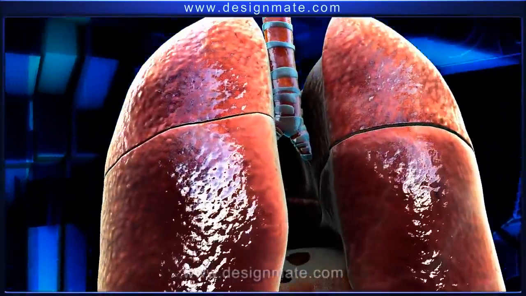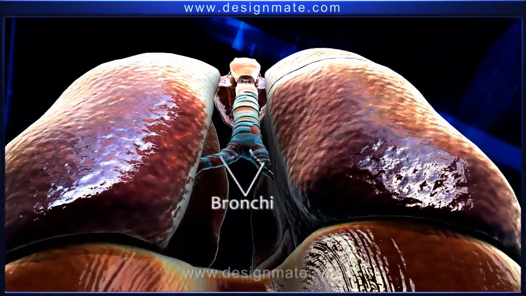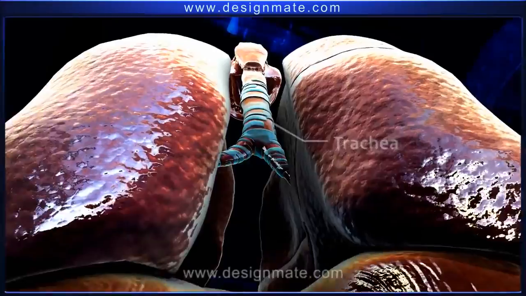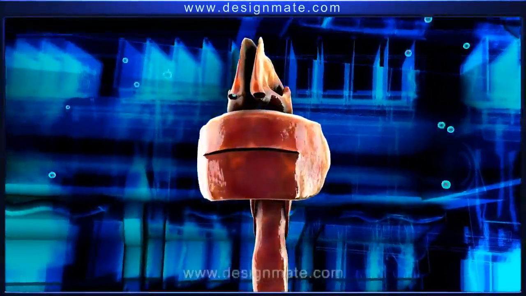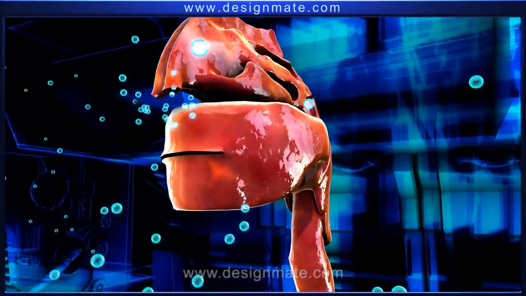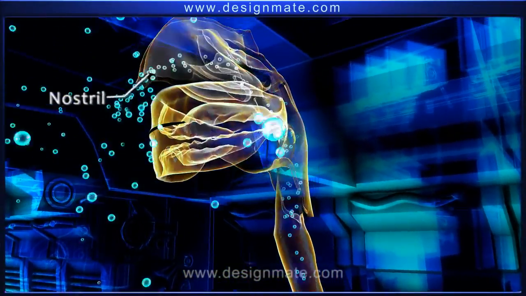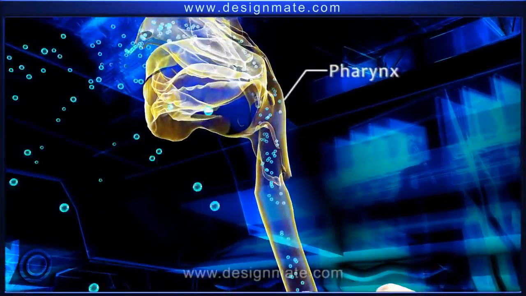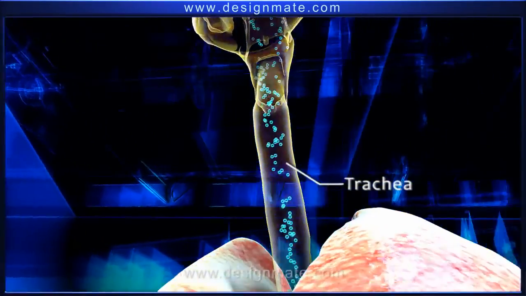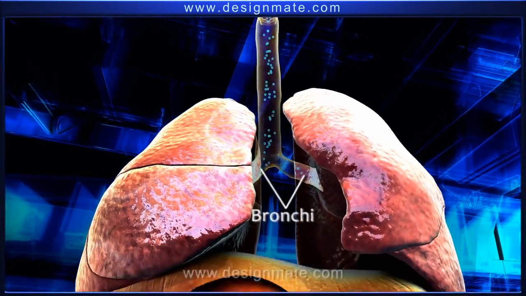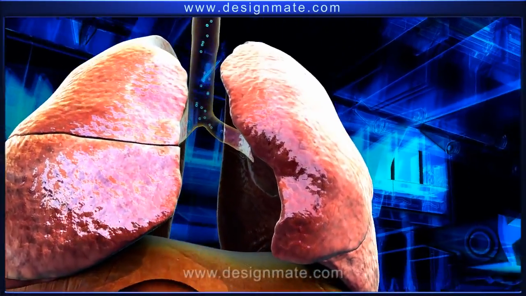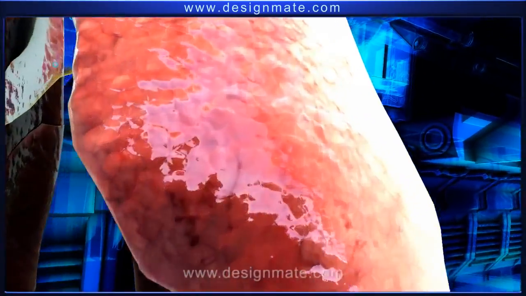Both the lungs are associated externally with bronchi, which unite and extend into the trachea. As we breathe, the oxygen molecules enter the nostrils and travel downwards through the pharynx and trachea to finally reach the bronchi. From each bronchus, oxygen travels into the lungs.